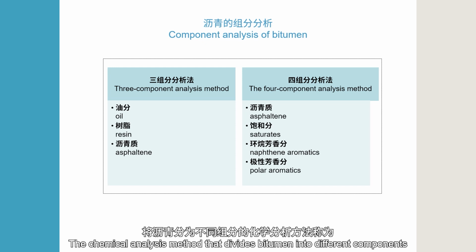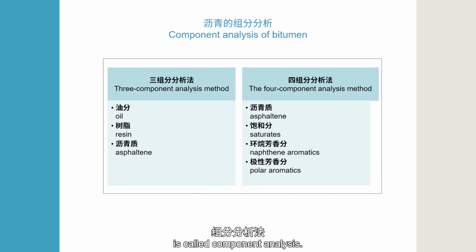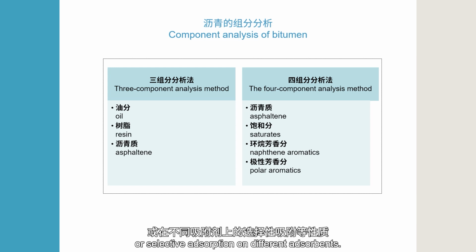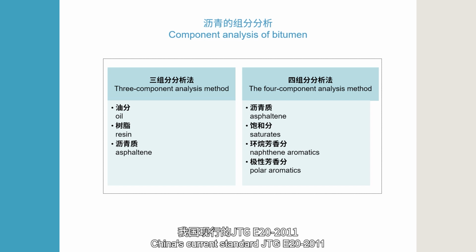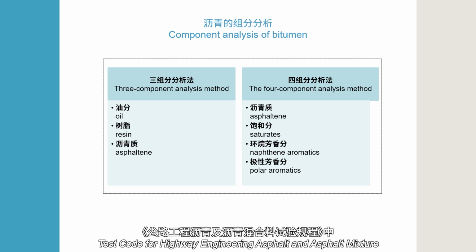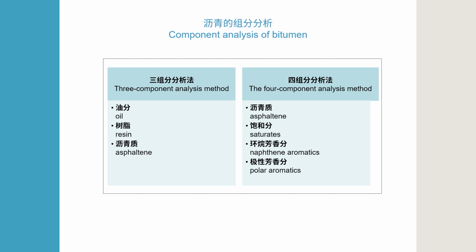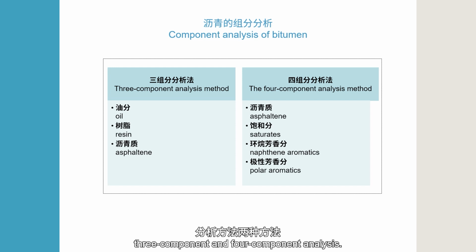The chemical analysis method that divides bitumen into different compounds is called component analysis. Bitumen component analysis utilizes properties such as selective dissolution in different organic solvents or selective adsorption on different adsorbents. China's current standard JTG/E20-2011, the test code for highway engineering asphalt and asphalt mixture, specifies two methods for component analysis: 3-component and 4-component analysis.